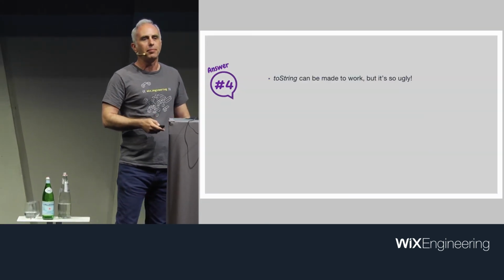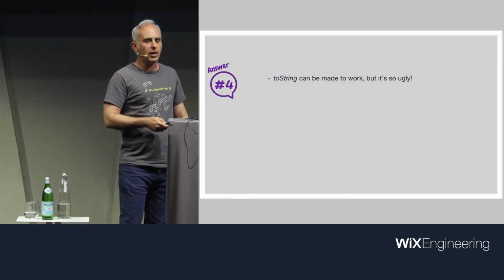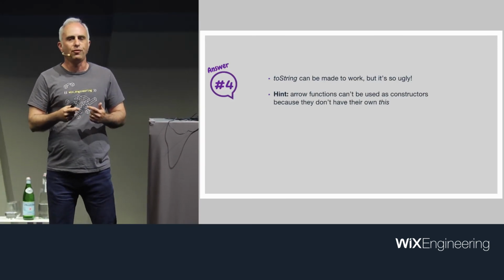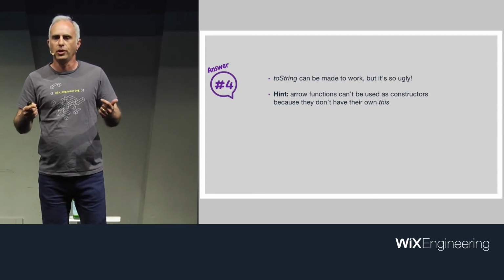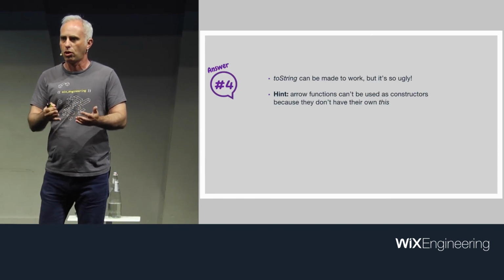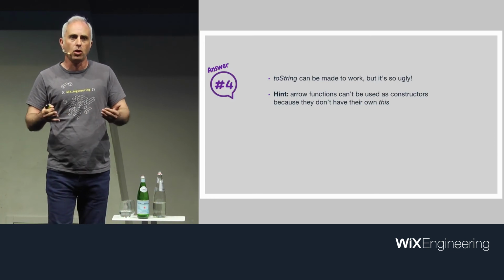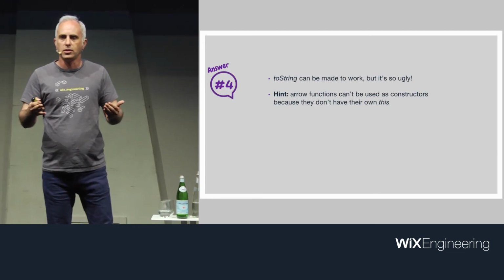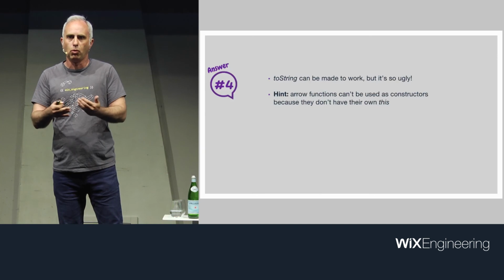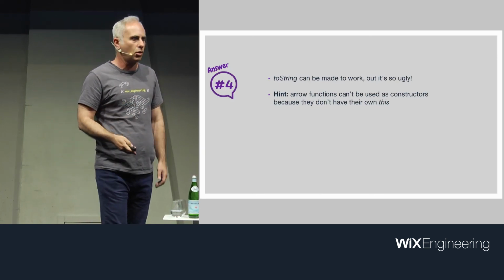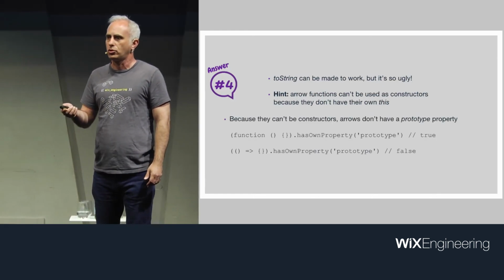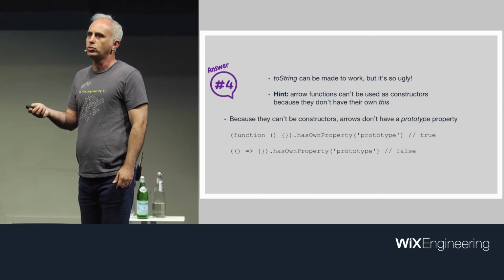As I said, toString can be made to work, but it's so ugly, so let's skip that. The way to think about it is this: arrow functions cannot be used as constructors. In JavaScript, for those of you who remember, any function can effectively be a constructor, but arrow functions cannot. Why? Because they don't, in fact, have this. It doesn't make any sense for an arrow function to be a constructor if it doesn't have a this, since the whole point of constructors is that they initialize their object. As a result, because they cannot be constructors, there's no point in them having a prototype.